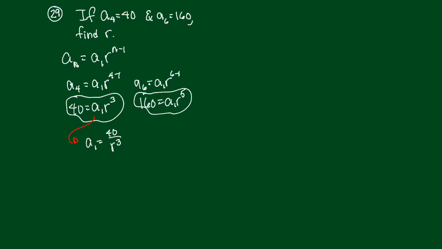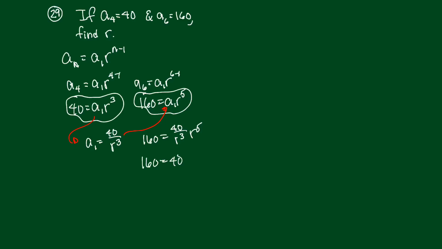Now I've got a1. So take this a1 and put it right back in here. So a1 is 40 over r cubed. Put that right there. And that's going to give us 160 equals a1, but we're going to write that as 40 over r cubed times r to the 5th. Now this will give us 160 equals 40.